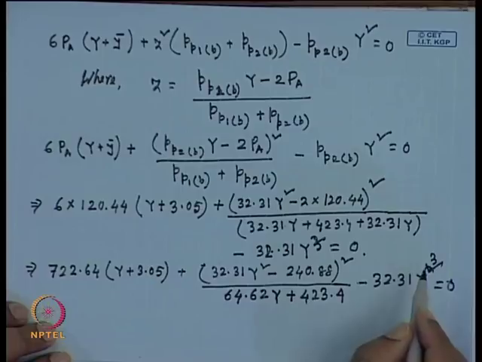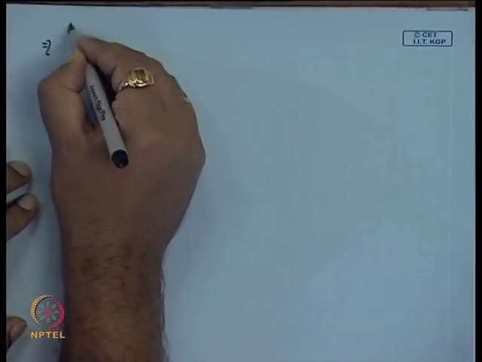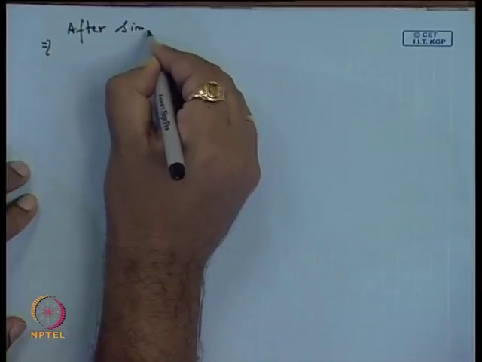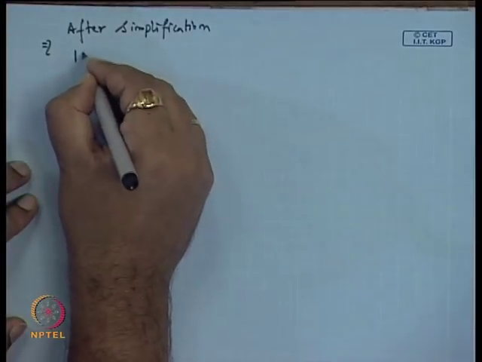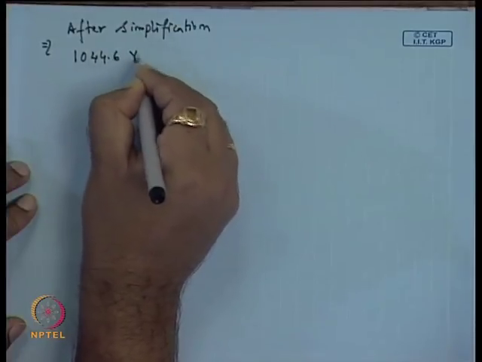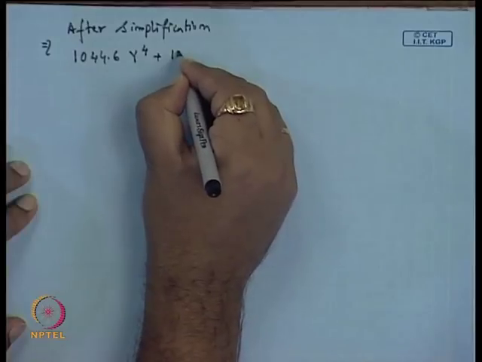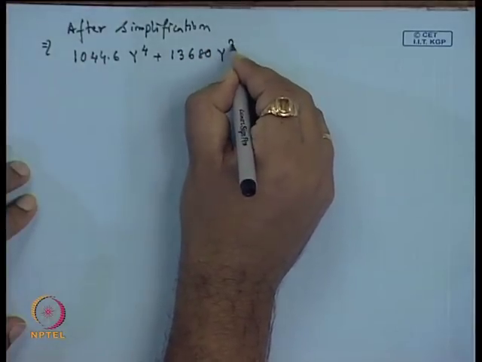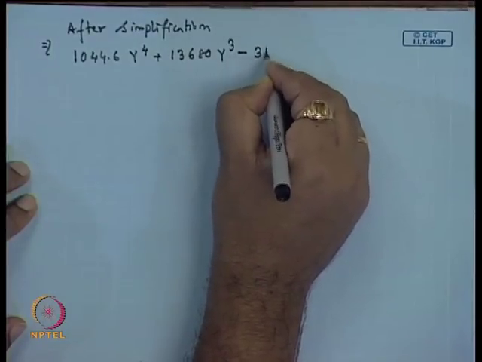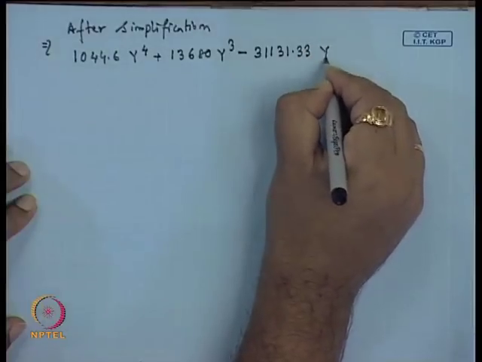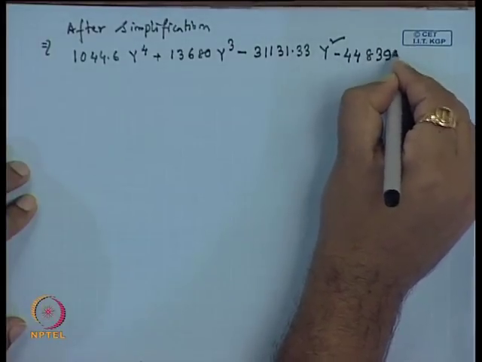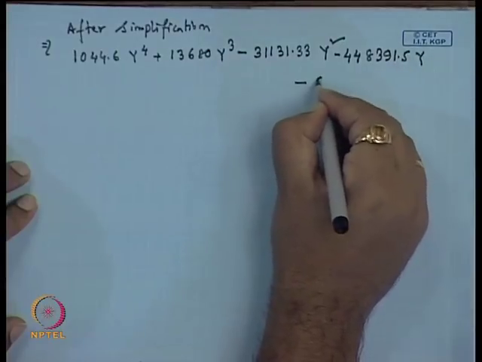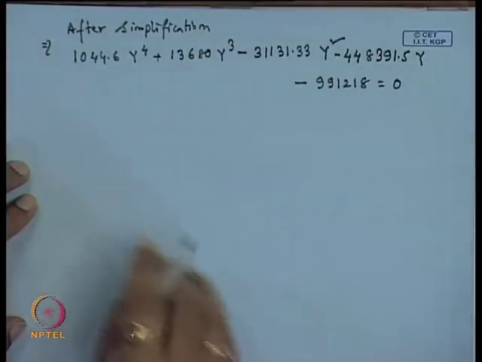If I further simplify this expression, after simplification we can write it as 10446 Y to the power 4 plus 13680 Y cube minus 31131.33 Y square minus 448391.5 Y minus 991218, that is equal to 0.